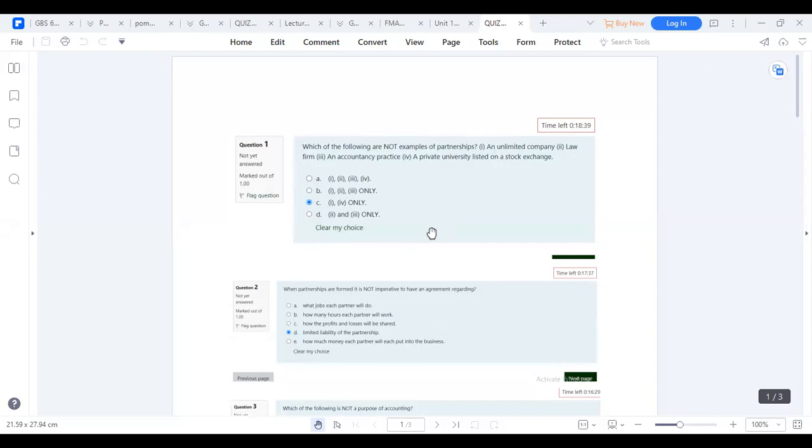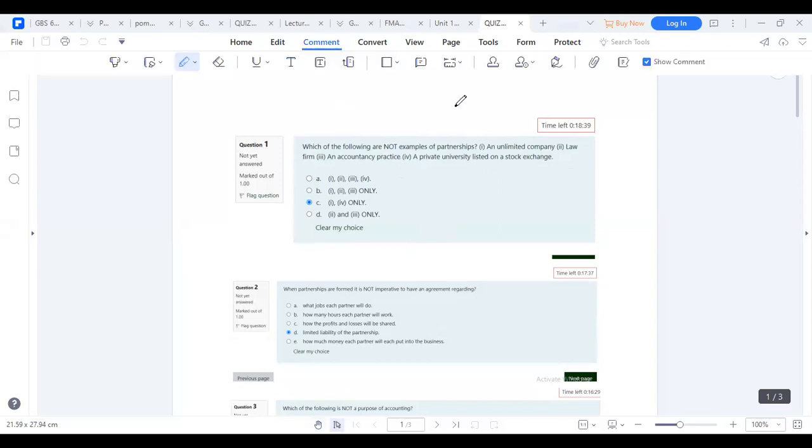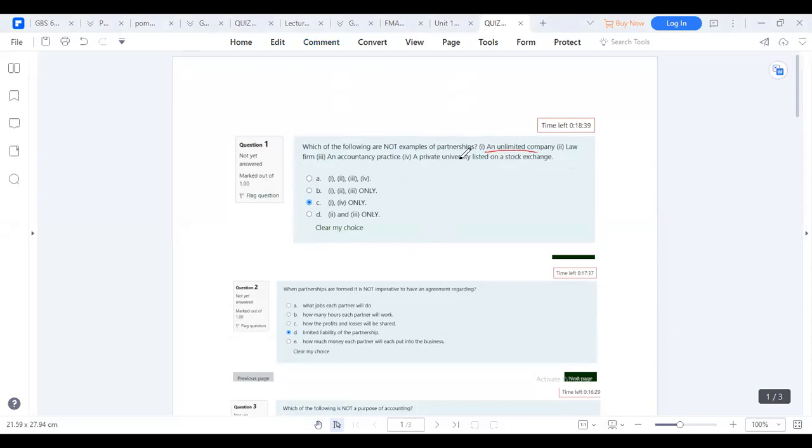Question number 1: which one of the following is not an example of a partnership? 1, unlimited company. 2, a law firm. 3, accountant practice. 4, private university listed on the stock exchange. So which one is not a partnership? Number 1, an unlimited company is not a partnership because it's unlimited. Number 4, a private limited company listed on the stock exchange, is not a partnership. An accounting practice, yes, this one is a partnership. A law firm, these ones are partnerships. So our answer falls at C.